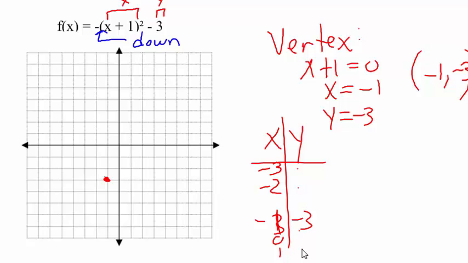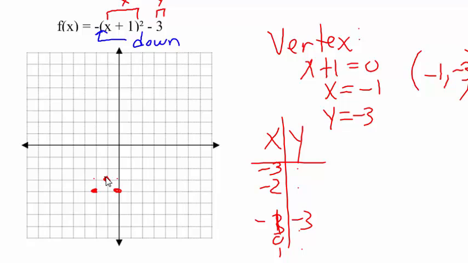Otherwise, if you're into shortcuts, you can say, well, if I'm working off the vertex, if I go 1 to the right, I should be going 1 squared down, which would be 1 unit. And whatever you do on the right of the vertex, you'll also have to do on the left of the vertex.